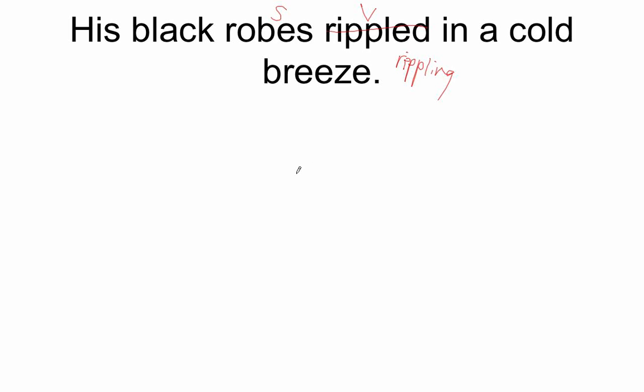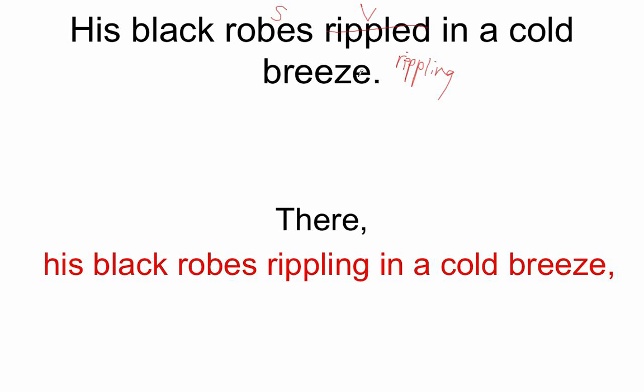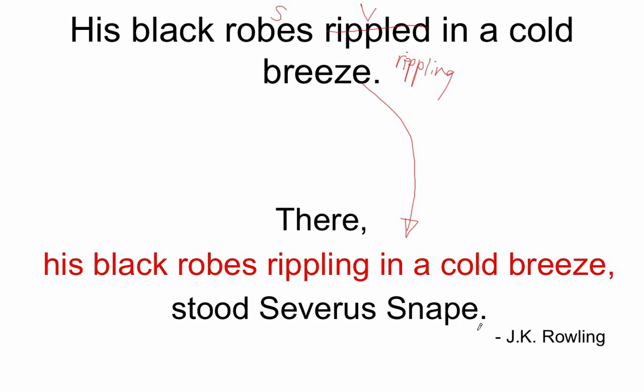So let's see how J.K. Rowling uses this. She adds the word there. His black robes rippling in a cold breeze, which is your absolute phrase, stood Severus Snape. Okay, so what she did in effect is she took this sentence, made it into an absolute, and used it in the middle of a core sentence right here. So again, this absolute phrase serves as a descriptor. It gives an additional description to what Severus Snape is doing, or how Severus Snape looks.